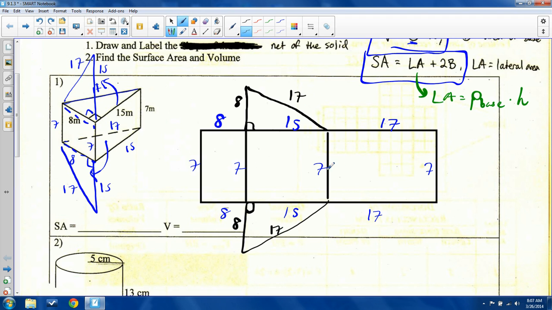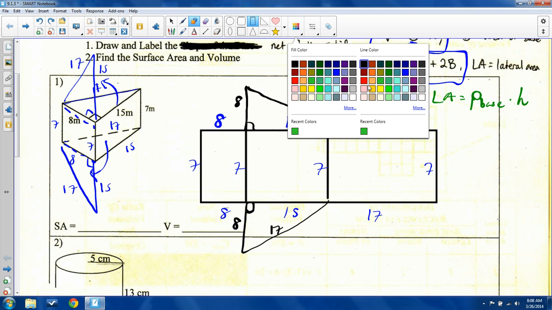Now keep in mind, there were only 3 lateral faces here. 1, 2, 3. And there are 2 bases, which make a total of 5 faces. Now I'm going to keep my net like this. A conventional way to find the surface area is finding the area of each individual polygon and then adding them up. Now remember, these are rectangles, 8 by 7, 15 by 7, 17 by 7. But the other way of doing it is remembering that this is just one large rectangle.